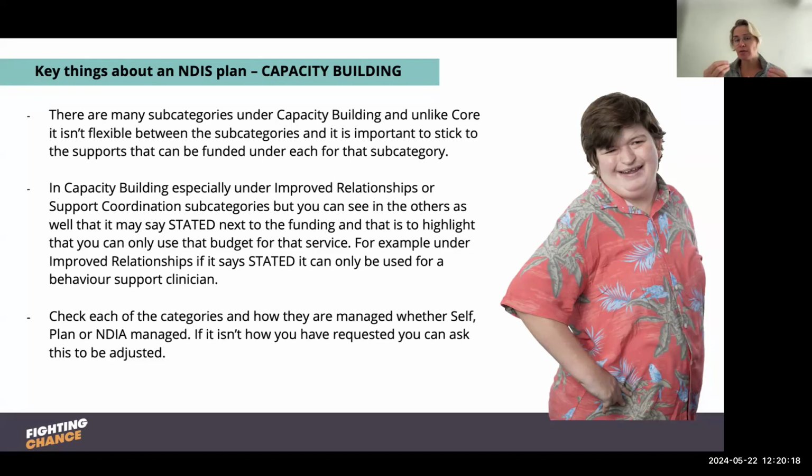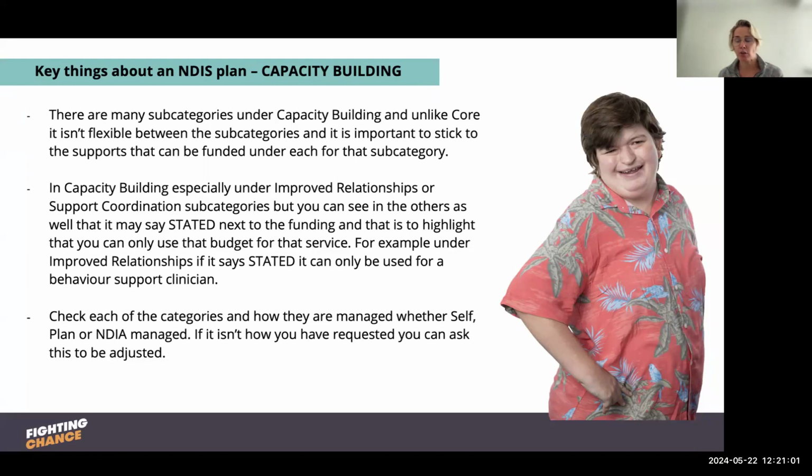So say it says $1,500 for occupational therapy, but you want to use $2,500 of that improved daily living budget for occupational therapy. That's okay, as long as it doesn't say stated next to it. And one that often says stated is your improved relationships budget, and or your support coordination budget. Improved relationships is for behavior support, and support coordination is for support coordination or psychosocial recovery coaching. So you often find that in capitals, it will say stated on that left-hand side of the plan. And that's what that means. It can't be used flexibly for anything else.